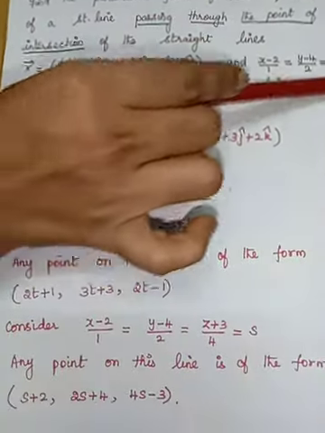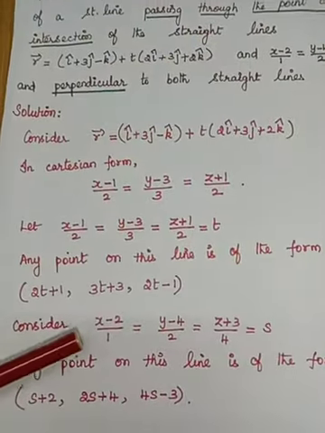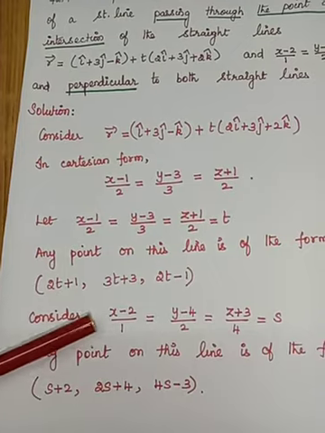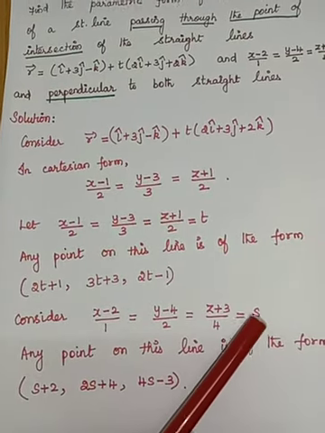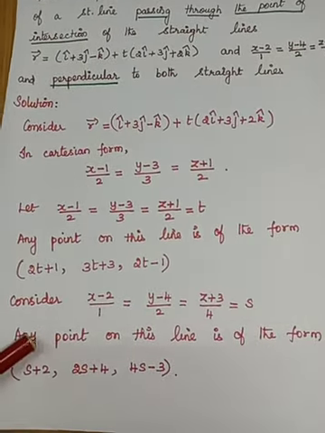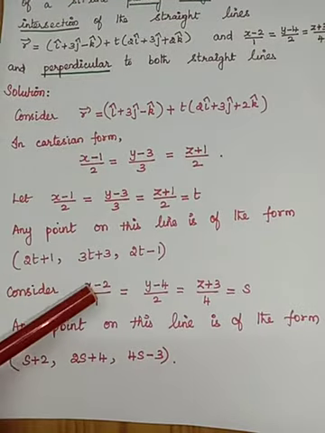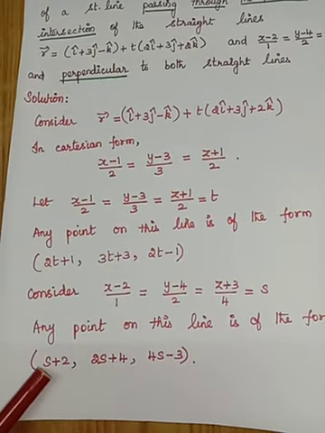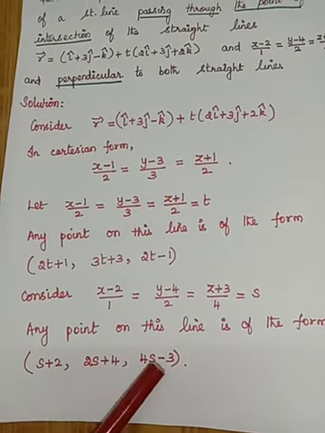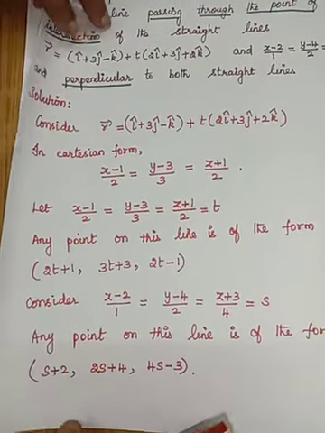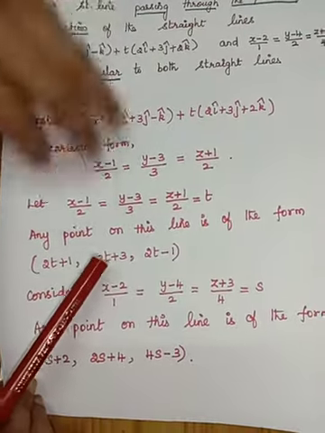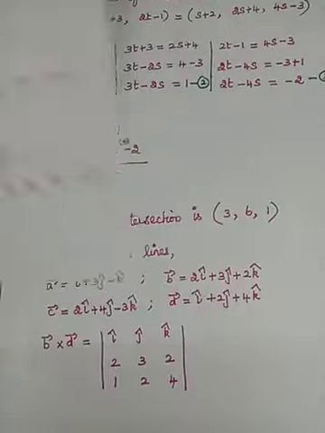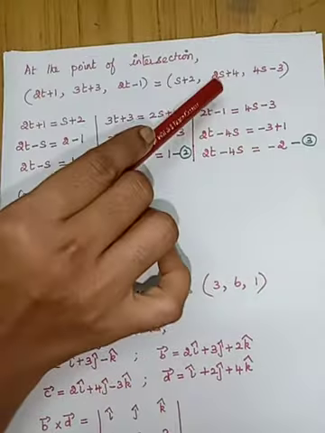Now take the second straight line. Already it is in the Cartesian form, so I consider it equal to s, and we find the point on this line, that is x, y, z. At the point of intersection, these points are equal, so we have to equate the points.